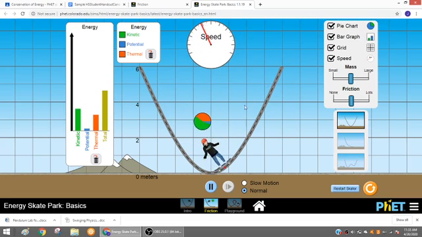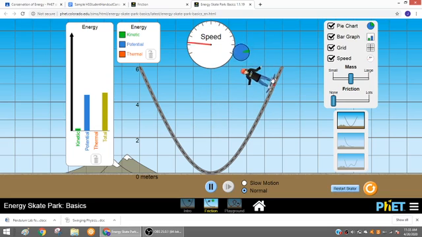You see the pie chart changes as the skater goes up and down between thermal, potential, and kinetic energies shown with these different colors. If we turn friction off completely and put the skater back up, he or she is just going to keep going up and down. It's going to be friction that inevitably stops this person from having this complete transfer of kinetic to potential energy as the person goes up and down.